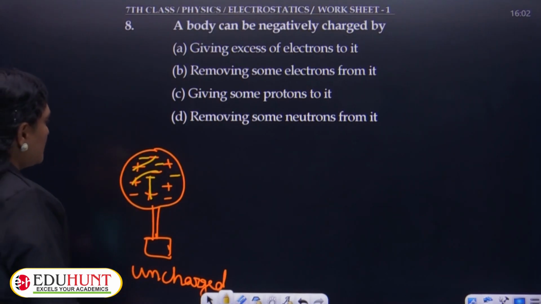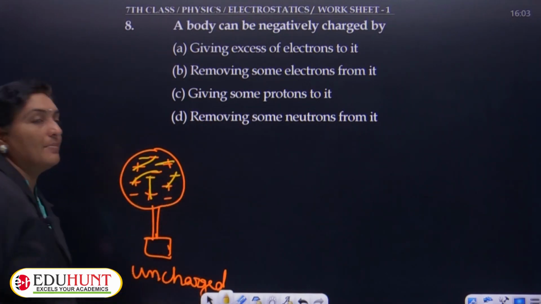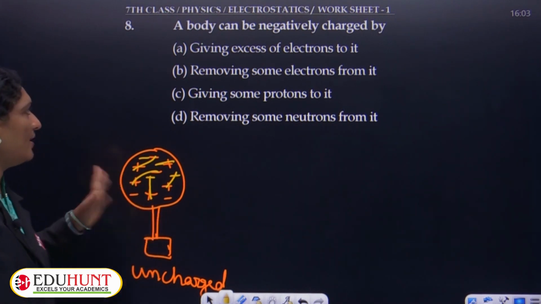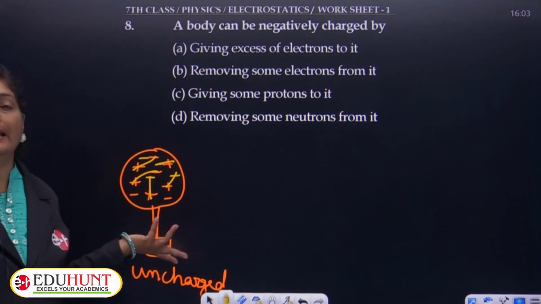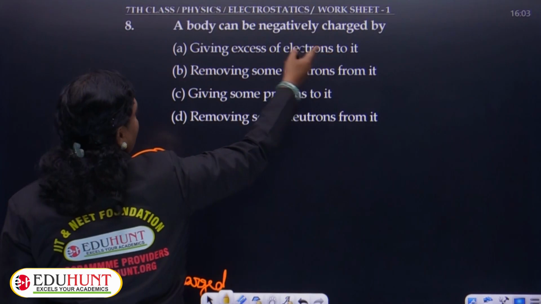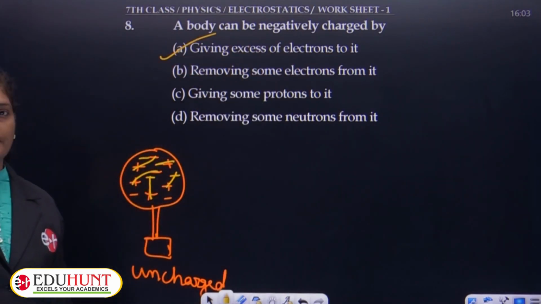So we clearly observe that 1, 2, 3 excess number of electrons are present. So when an excess number of electrons are present, the body will be negatively charged. So a body can be negatively charged by giving an excess amount of electrons to it.